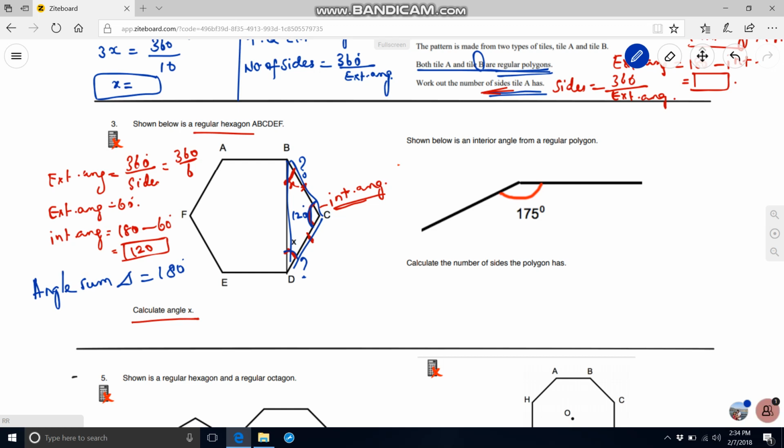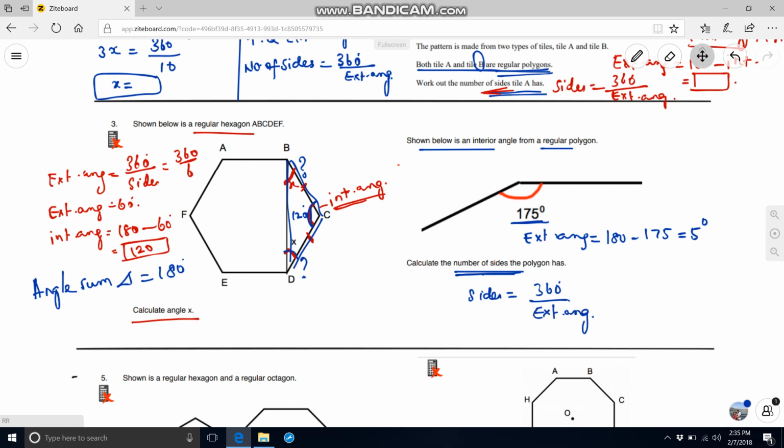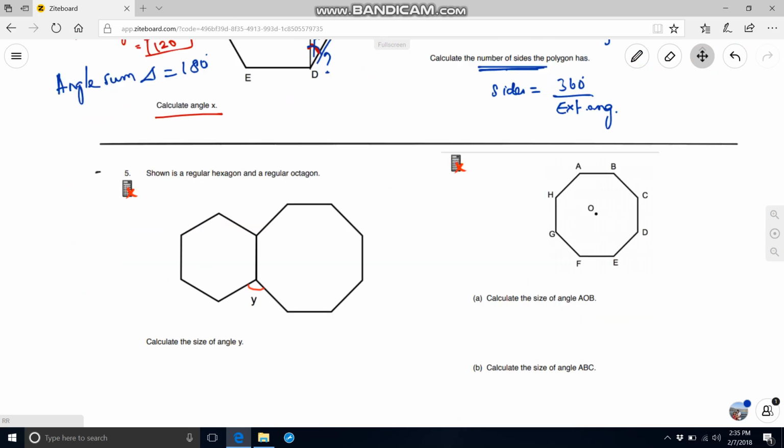And the next diagram shown below is an interior angle from a regular polygon. Again, regular polygon means equal sides. It's an interior angle, and they are asking you to find out the number of sides. If 175 is interior, easily you can find exterior angle is equal to 180 minus 175, which gives 5 degree. But we need sides. To find sides, we have the formula 360 degree by exterior angle. Use the values in this formula so that we can find the number of sides.